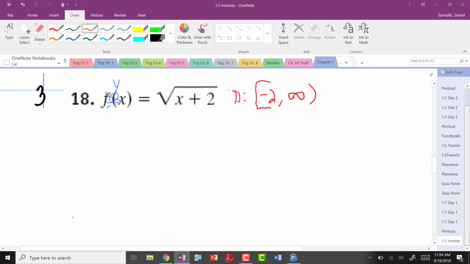What kind of output do you get? Don't change colors, I was about to. What kind of output? What's -2 plus 2? 0. What's the square root of 0? Your range is 0. This is an important one.